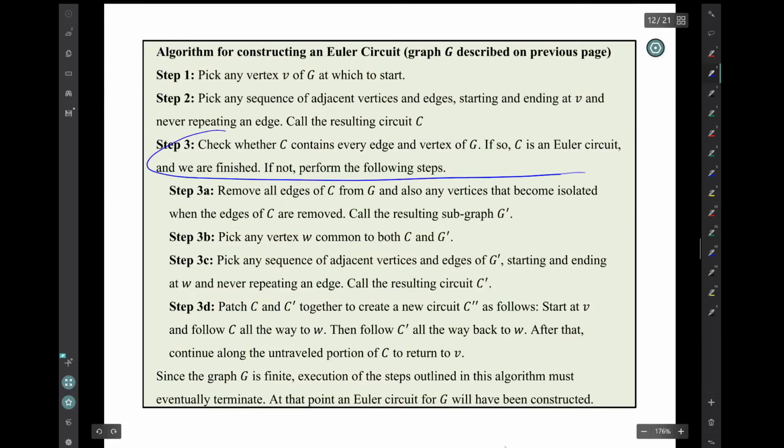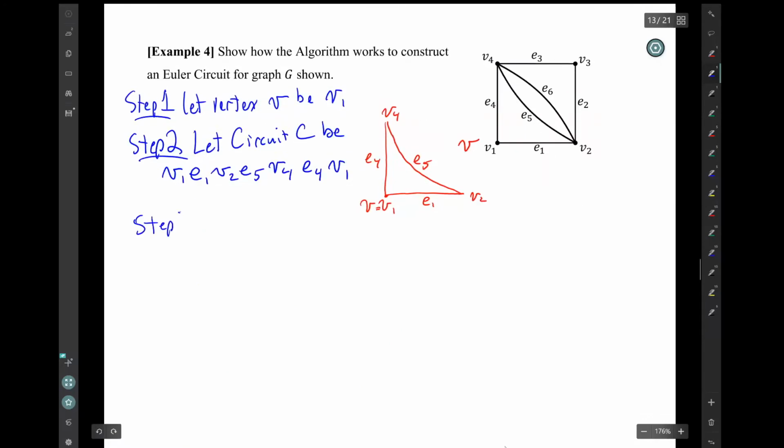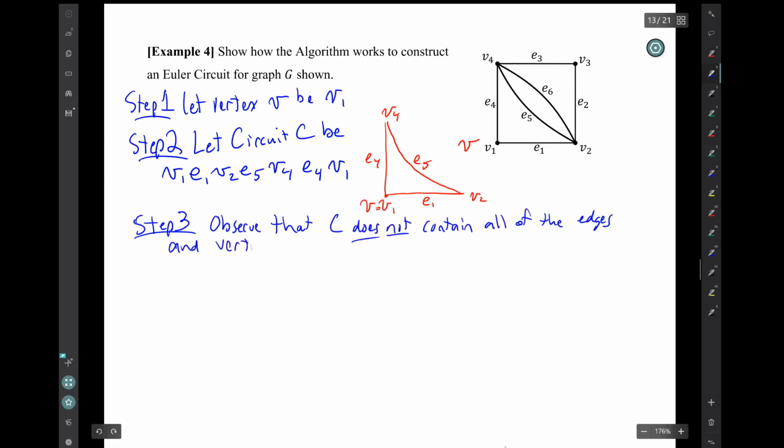Step 3. Check to see whether C contains every edge and every vertex of G. If so, then C is an Euler circuit, and we're done. But if not, we've got some work to do. So let's go back and check. So we should observe that C does not contain all the edges and vertices of G. So C is not an Euler circuit. All right, so then we've got more work to do. Let's see what it is.